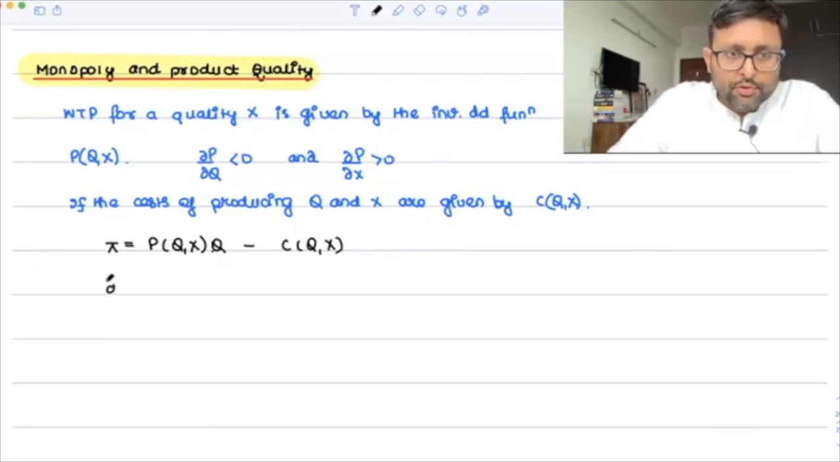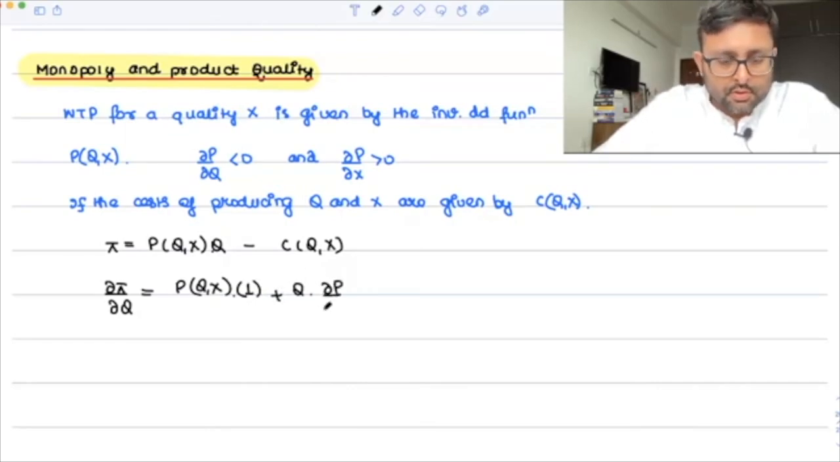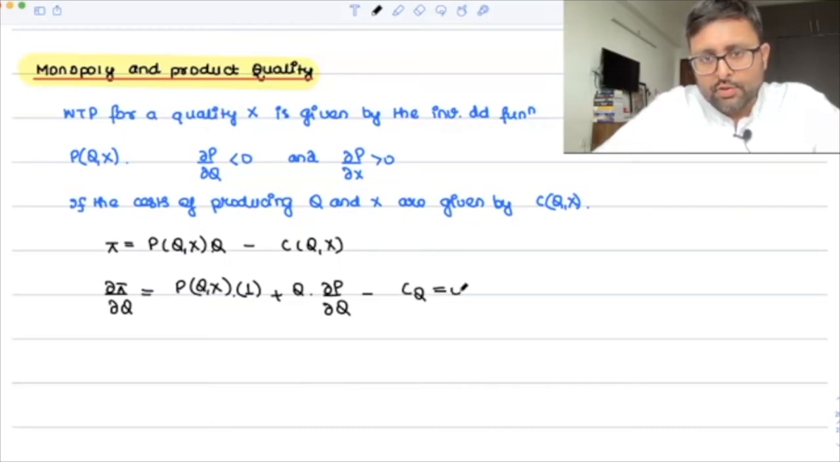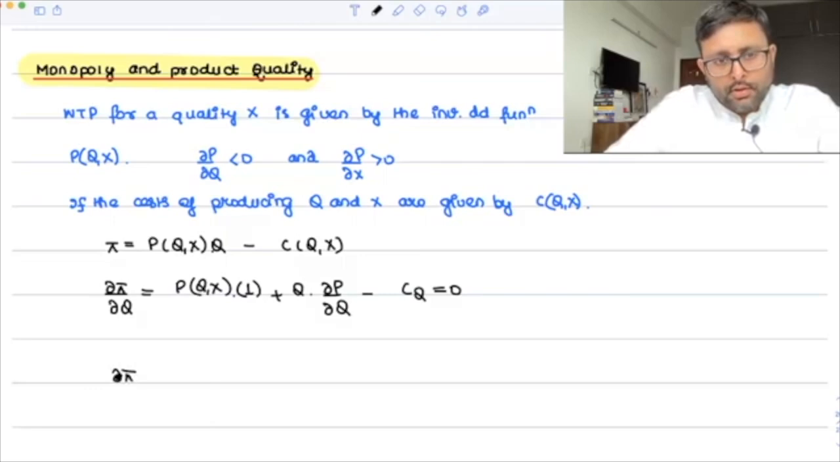So for a profit max, what you do? You find out first of all del pi by del Q, right? So first function as it is into derivative of second, plus second function as it is into derivative of first, minus del C by del Q, which I'm writing as CQ, equals to 0. So there are two first order conditions because there are two endogenous variables. One is Q, another is X. And then you have del pi by del X.